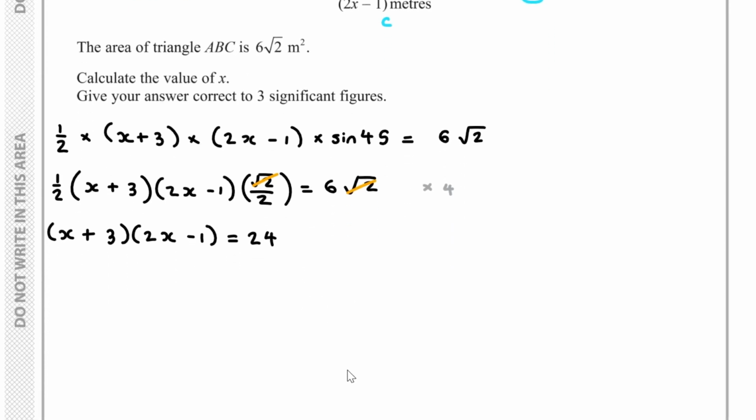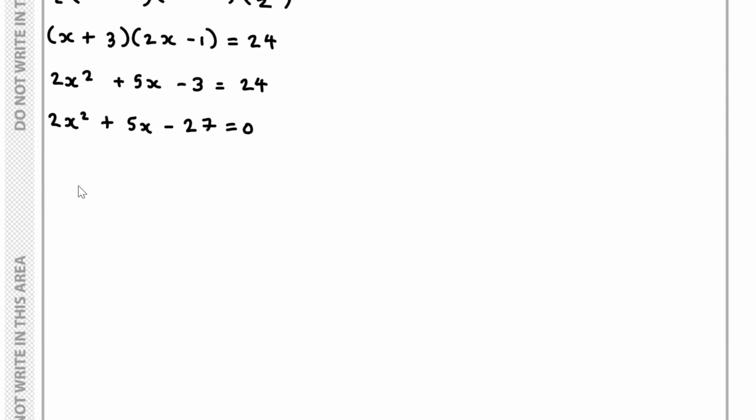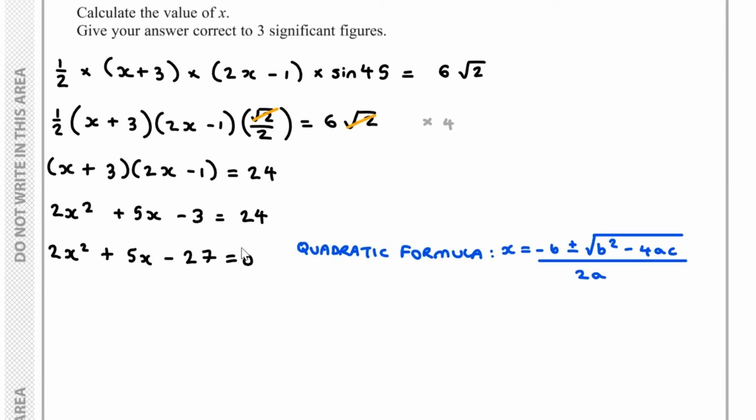And now if we expand the brackets on the left hand side, we get 2x squared plus 5x minus 3 equals 24. And if we subtract 24 from both sides, we will find 2x squared plus 5x minus 27 is equal to 0. So to find out what x is, we can use the quadratic formula. Let's just remind ourselves of what the quadratic formula is. Here we've got the quadratic formula. So to find out what x is, we simply substitute all the values into the quadratic formula.